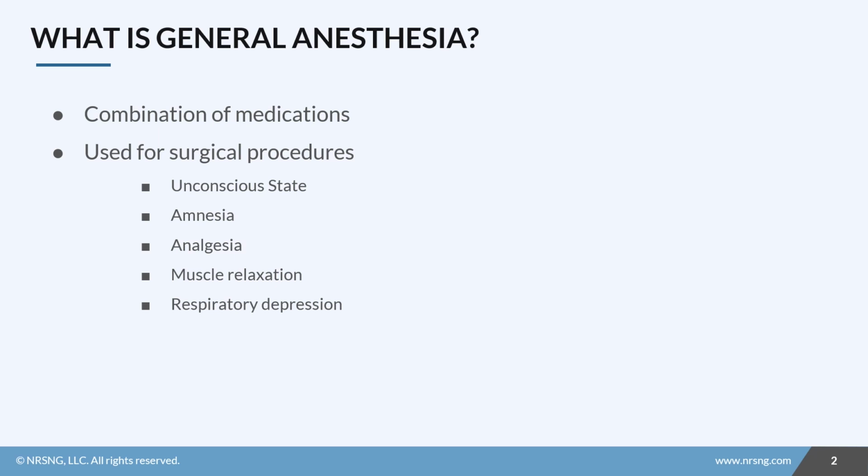So, basically, it's going to be a combination of medications that are given to the surgical patient so that they can tolerate a procedure. These medications together produce an unconscious state in the patient, also amnesia or not being able to remember, analgesia, which is no pain, muscle relaxation if they are given a muscle relaxant, and respiratory depression. So, obviously, with respiratory depression, the patient will need to be intubated and connected to a ventilator. So, guys, check out our lesson specifically on intubation in the OR.